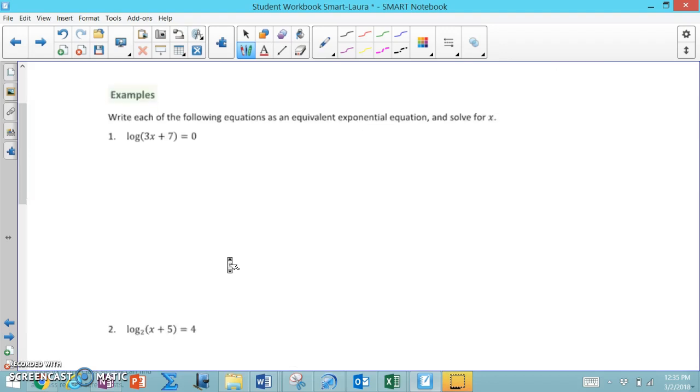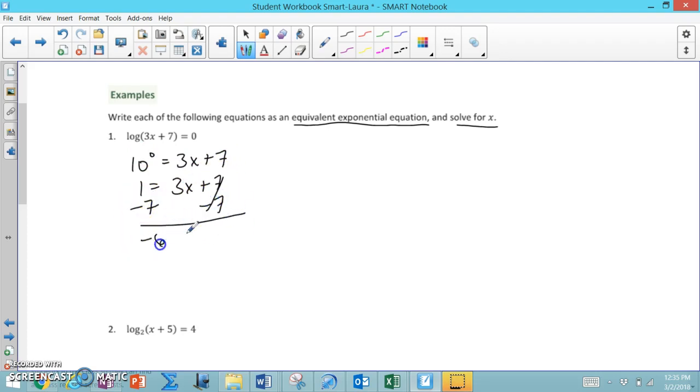So for example, if we look at this next example, we have log of 3x plus 7. It tells you to write it as exponential and then solve for x. So I would take base 10 to the 0 power equals 3x plus 7. 10 to the 0 power is 1. And then again, we just solve algebraically for that x.